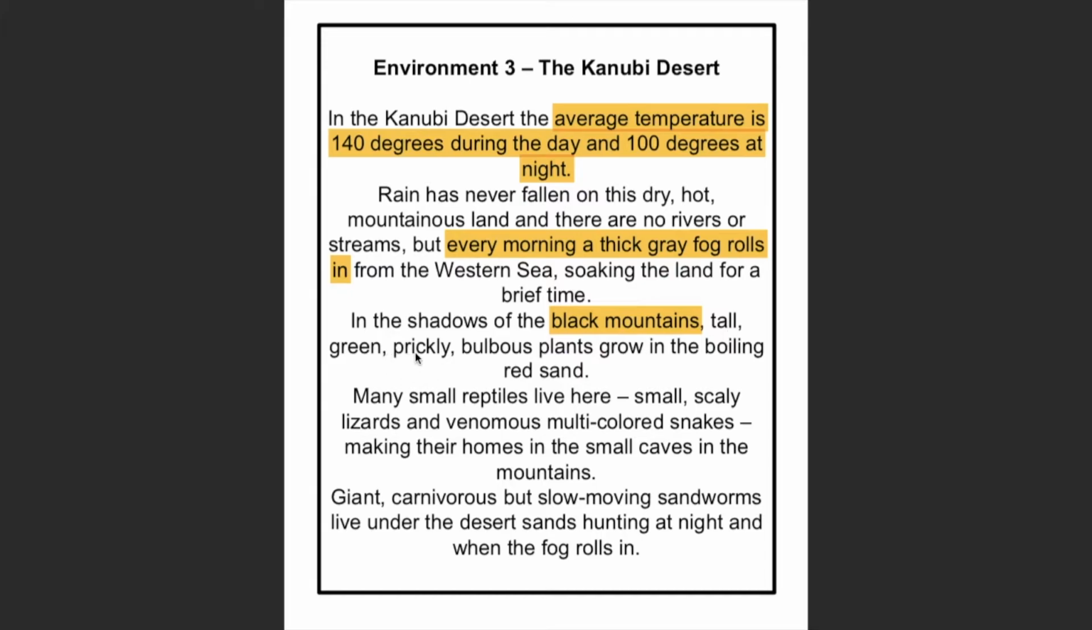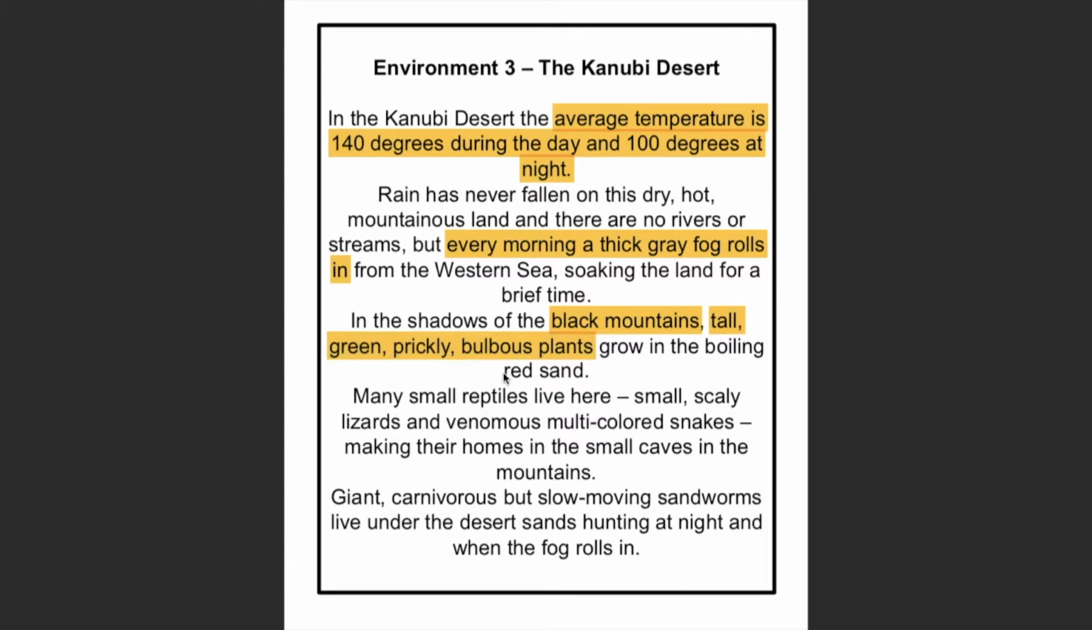Tall, green, prickly, bulbous plants grow in the boiling red sand. So I see two really important parts here. I see this description of these plants, so I'm going to highlight that. That might be some food that our animal could eat.